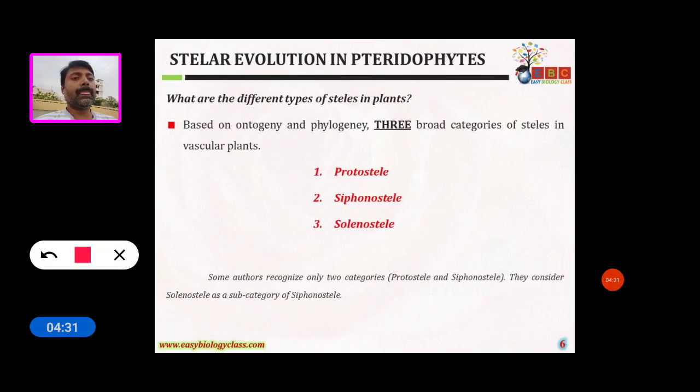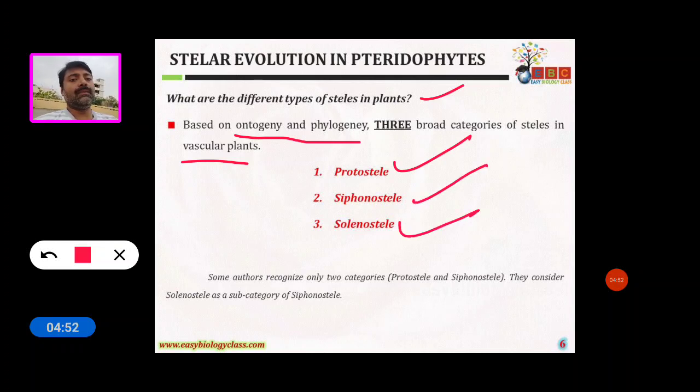So now see what are the different types of stele in plants. Based on ontogeny and phylogeny, there are three broad categories of stele in vascular plants: protostele, siphonostele and solenostele.